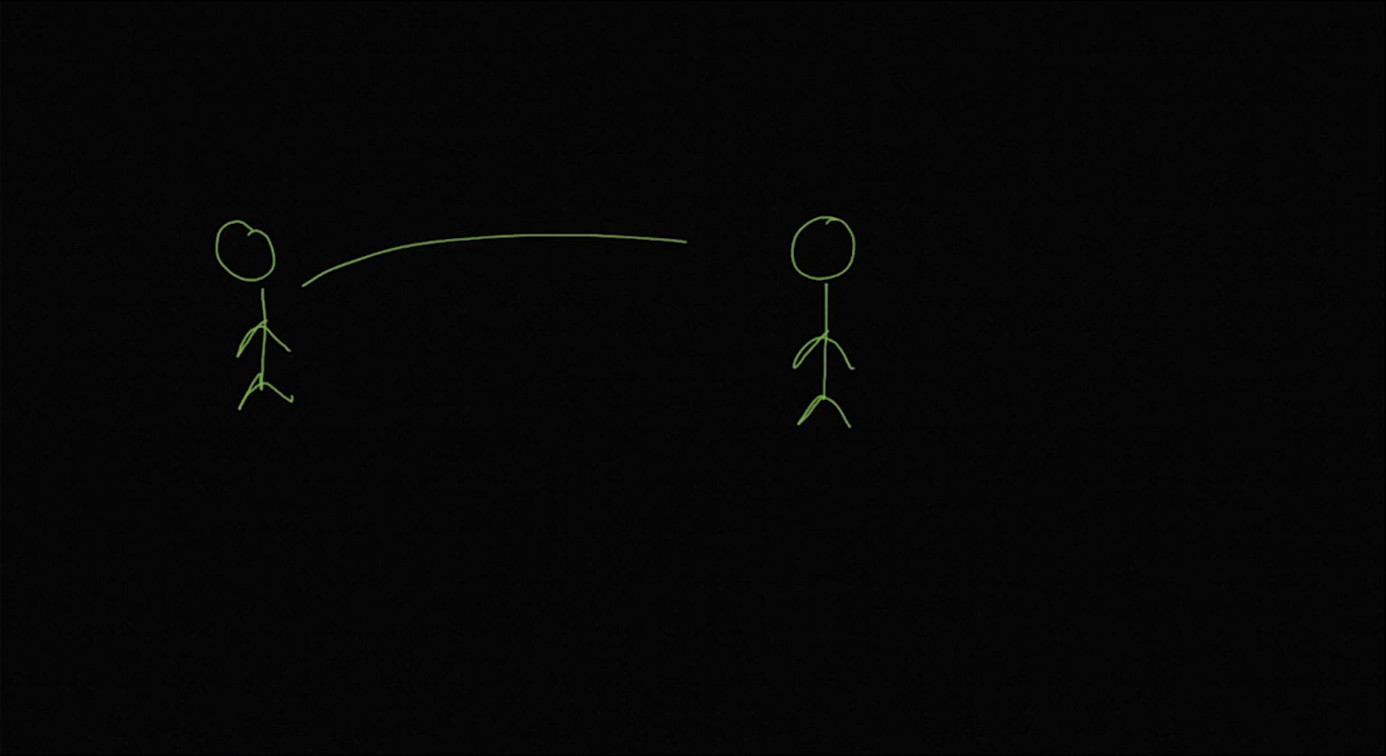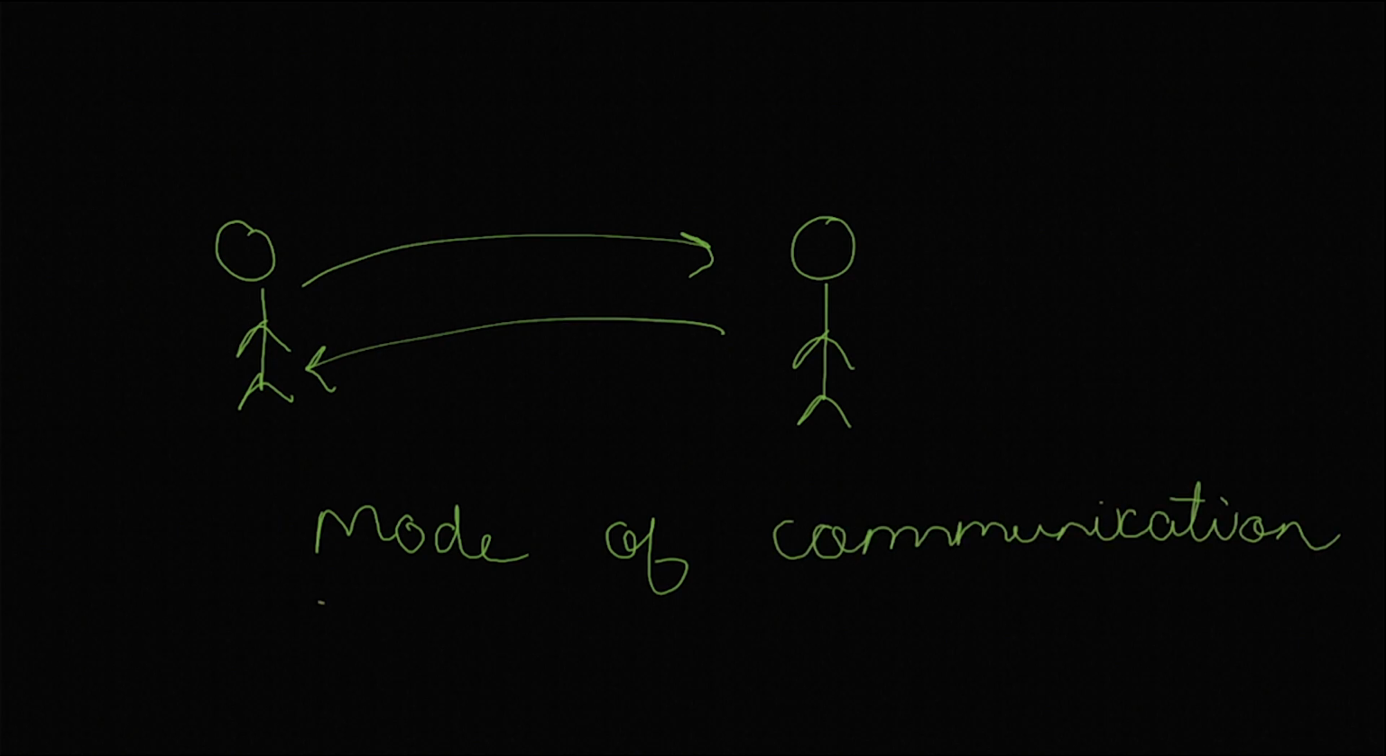So these people want to talk to each other. They will use a mode of communication to talk to each other. Let's say they're talking via a cell phone, so it is telecommunication, or they're talking in person. So they need a mode of communication to talk to each other, right?